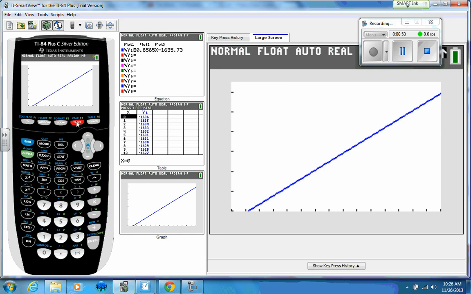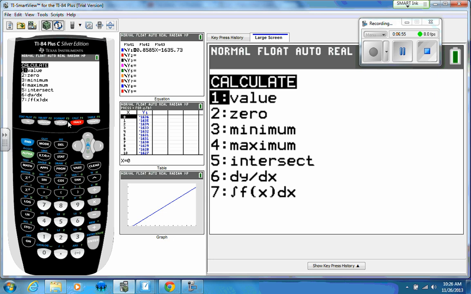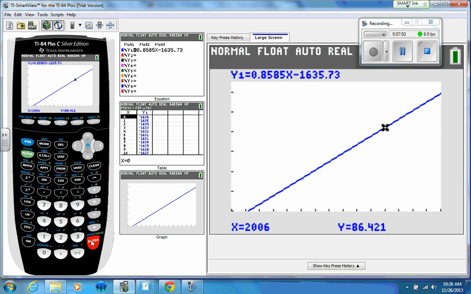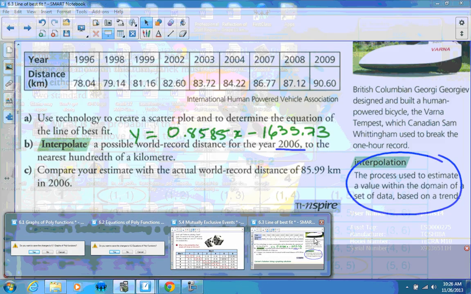Now I go to second function, trace, and I want the value, so I hit enter on the 1, and I want the value at 2006. So 2006, type it in, if I hit enter, it'll give me the corresponding y. So the interpolation, so a possible world record distance for the year in 2006 was 86.42 kilometers. So that's my answer for B. I'm just going to switch back and write it on there.